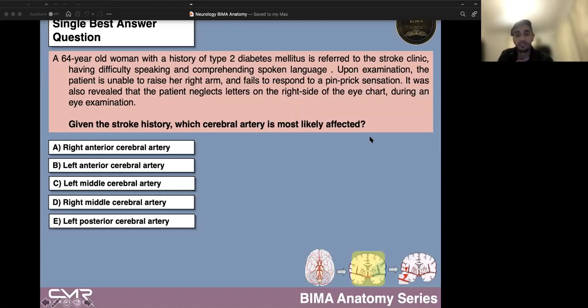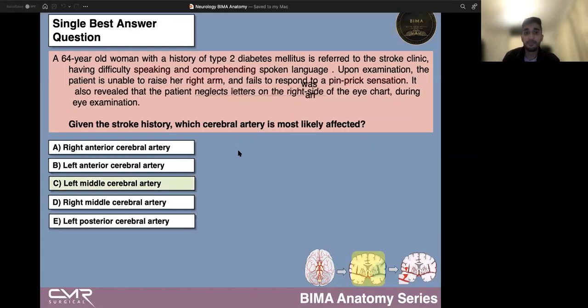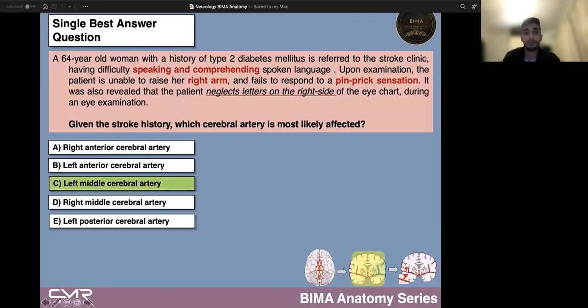So options A to E, which answer is correct? Yeah, so all of you are correct. So C, which is the left middle cerebral artery. Why is the answer C? Firstly, we have the speaking and comprehending of spoken language. And that means it's a left-sided stroke because the Broca's and Wernicke's areas are affected, because the patient cannot speak and they cannot understand what's being spoken to them.